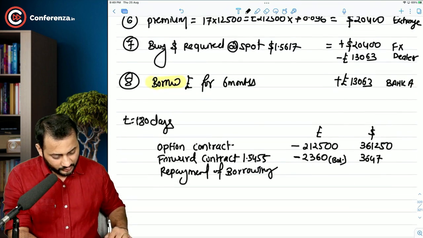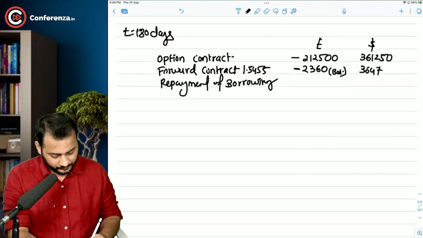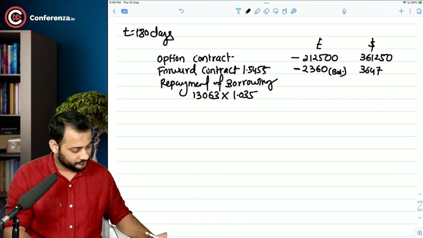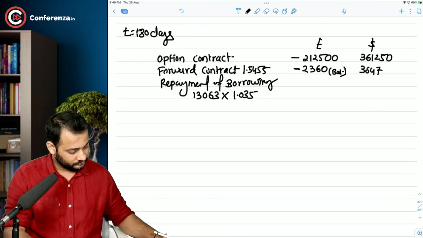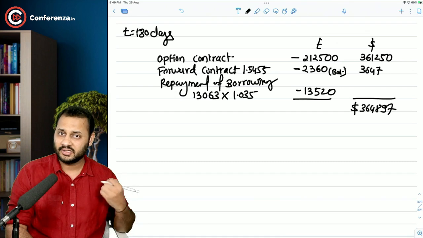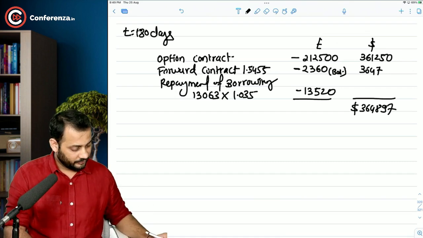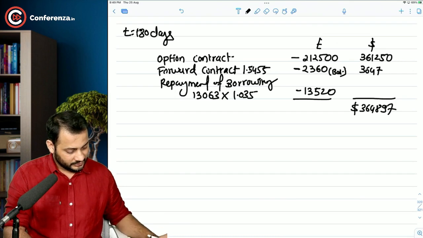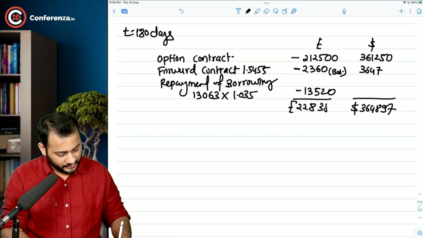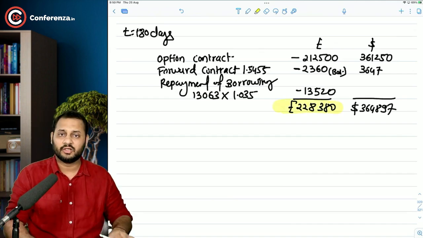You borrowed around 13,063 pound. 13,063 into 1.035. 7% is the per annum rate, 3.5% for half a year. So the outflow will be in pounds 13,520. So you will receive $364,897 under the option contract at the end of 180 days, but the total payment that you will have to make is 228,380. This is the outflow under the option contract.